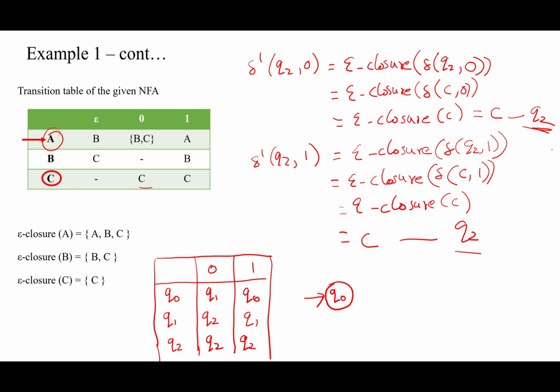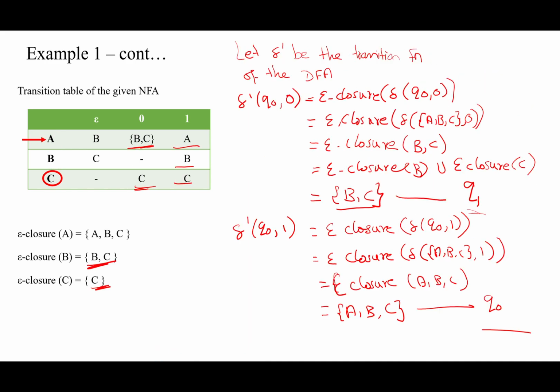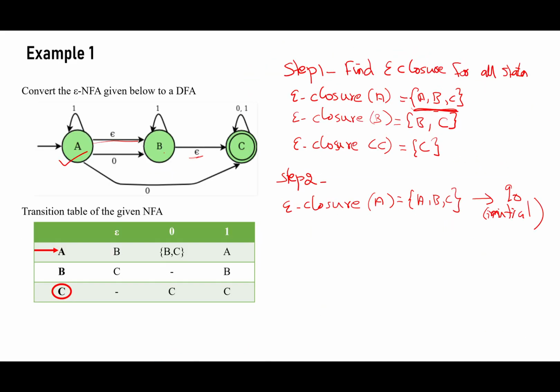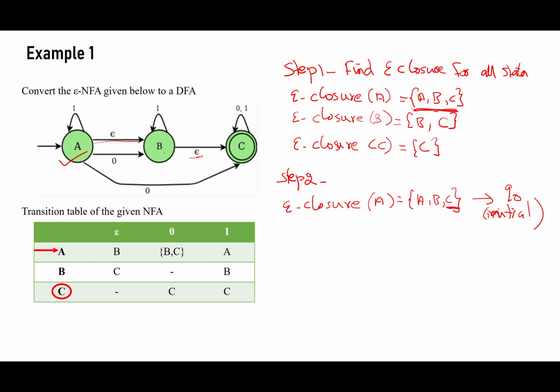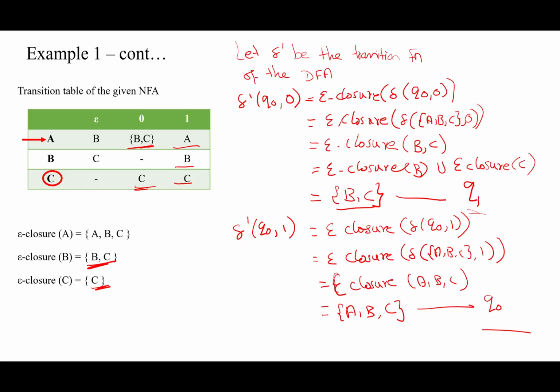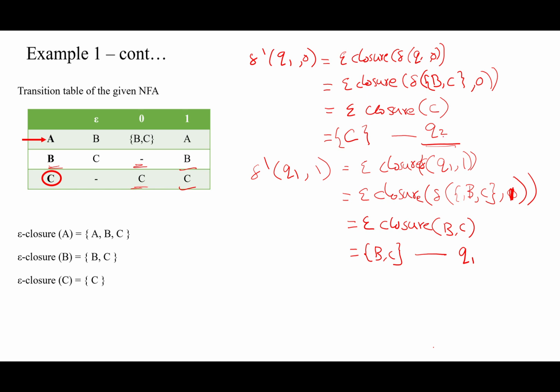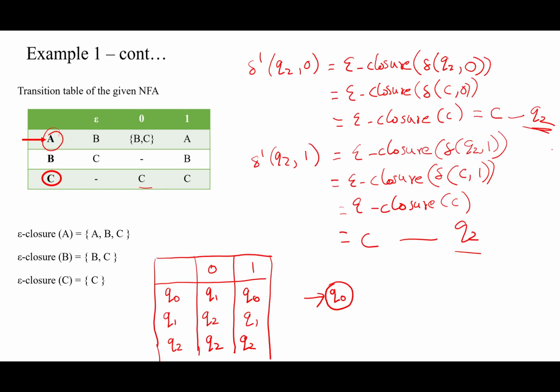Then we have to check the final state. What is the final state? C. Wherever C is available, that is a final state. If we check Q0, C is available, so Q0 is also a final state. For Q1 also C is available, so Q1 is also a final state. And for Q2 also C is available, so Q2 is also a final state.